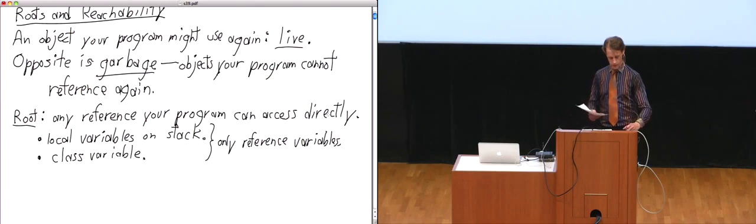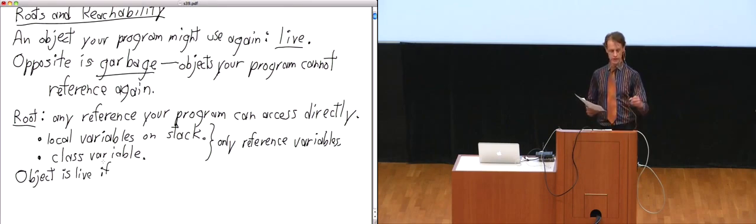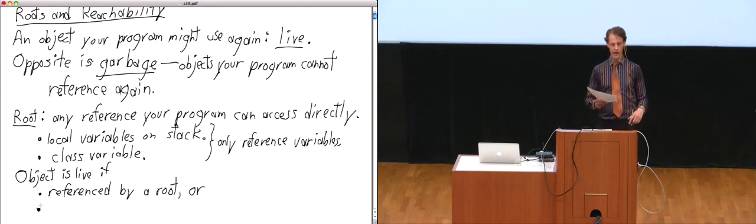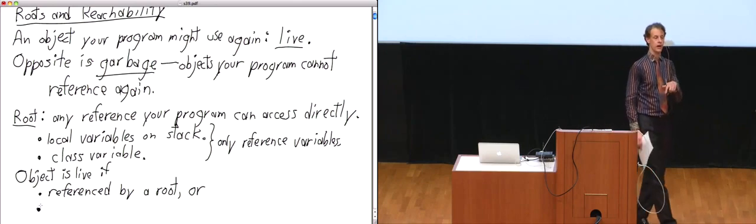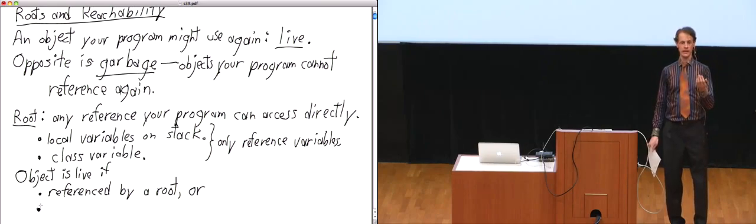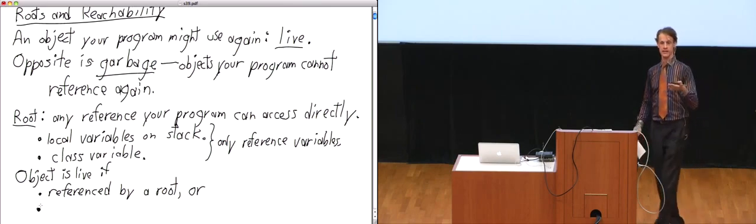Now, there are two ways that an object can be live, and therefore should not be garbage collected. An object is live if it's referenced by a root. Obviously. But an object is also live if it's referenced by another live object. So for instance, a list might be live because the stack points to it. A list node might be live because the list points to it.